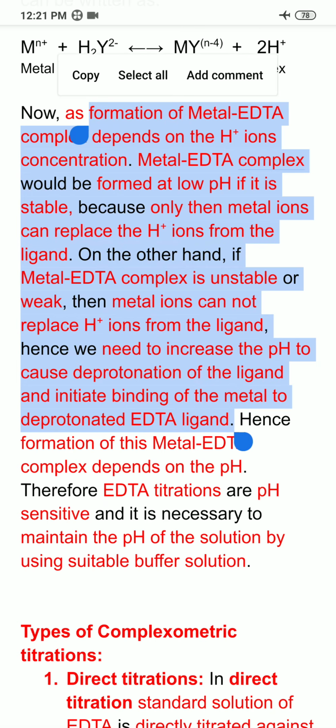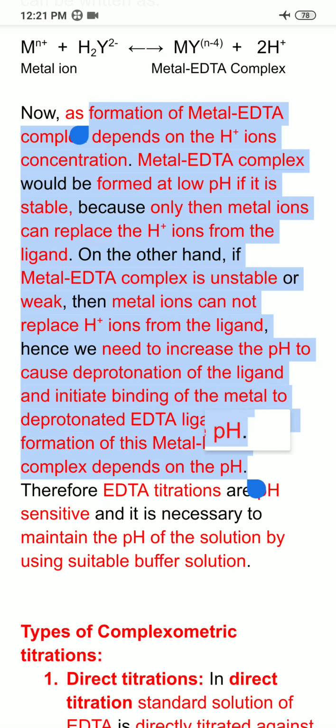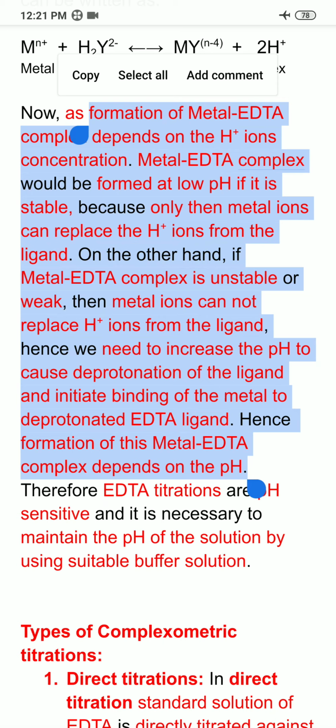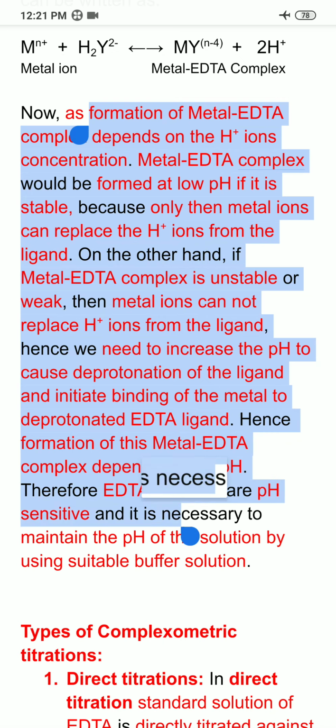So I can say that pH is playing a role in the formation of metal EDTA complex, because if the complex is stable, then it will be formed under highly acidic conditions, and if the metal EDTA complex is unstable, then it will be formed under alkaline conditions. So I can say that formation of metal EDTA complex depends on the pH. So I can say that EDTA titrations are pH sensitive.